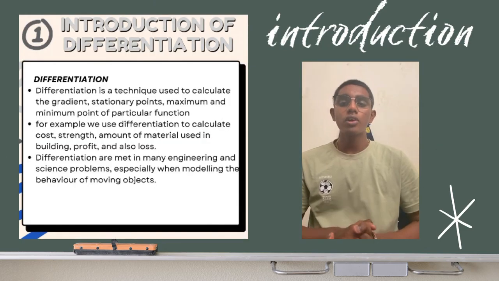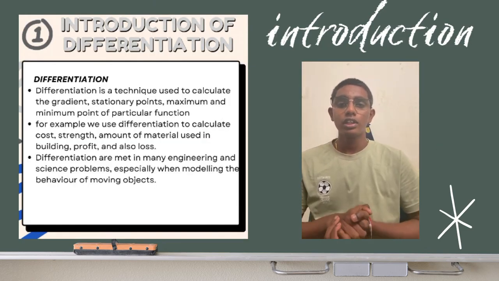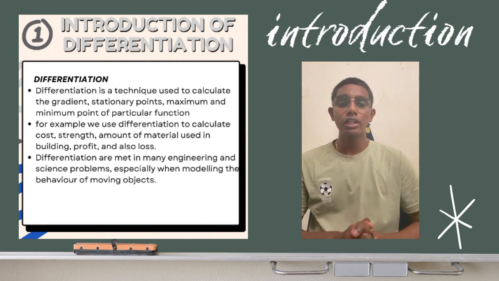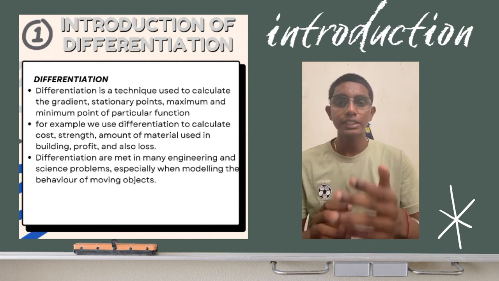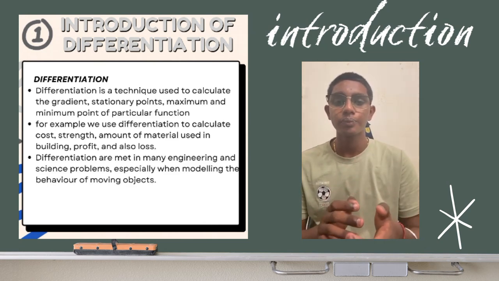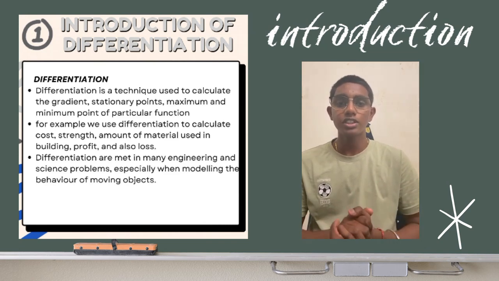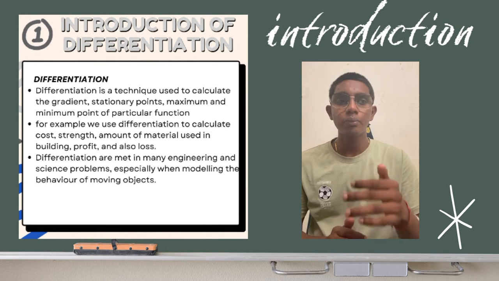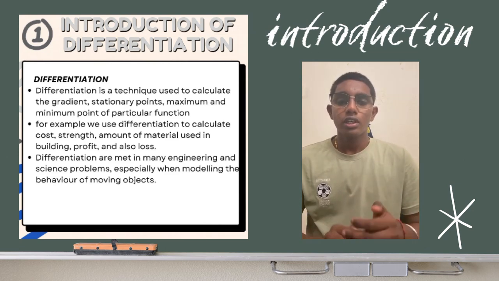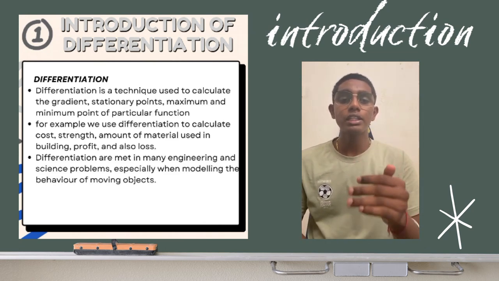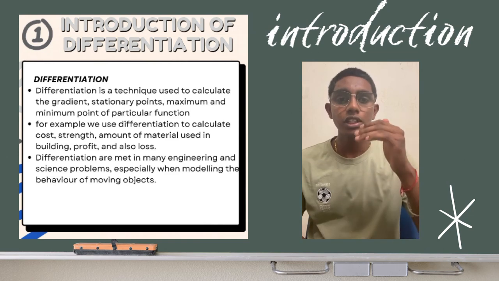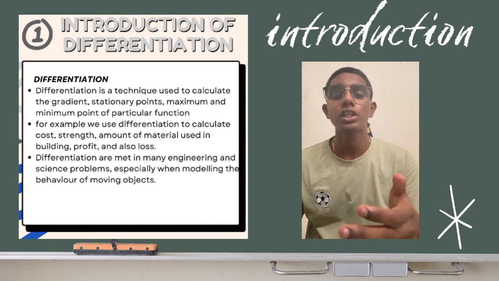Now I am going to be talking about introduction of differentiation. Differentiation is a technique used to calculate the gradient, stationary points, maximum and minimum points of a particular function. For example, we use differentiation to calculate cost, strength, amount of material used in building, profit and also loss. Differentiation is met in many engineering and science problems, especially when modeling the behavior of moving objects.